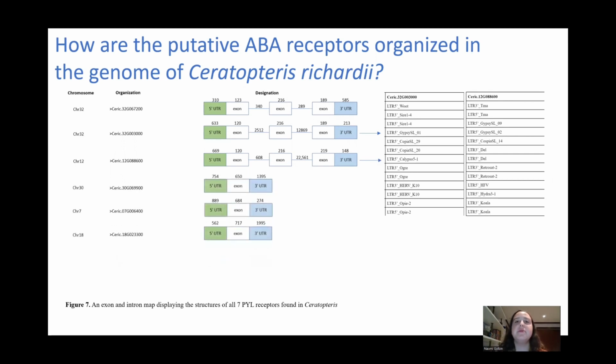3 other putative ABA receptors are localized on chromosome 7, chromosome 18, and chromosome 30. These ABA receptors had no introns. One of these ABA receptors, located on chromosome 5, showed significant truncation in the coding sequence.